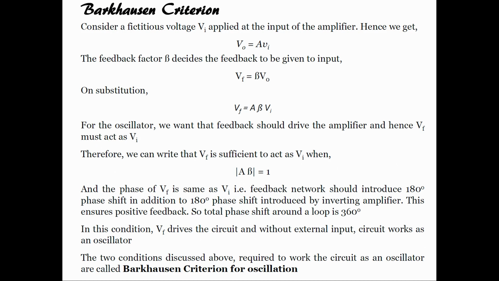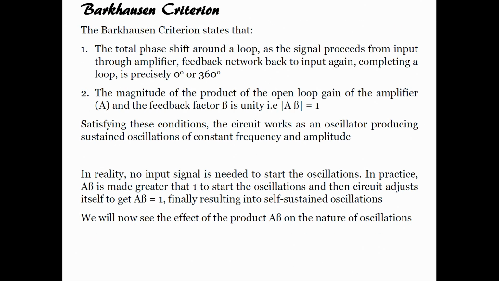Another point that we discuss is that the magnitude of A beta should be equal to or greater than 1, because initially, when you want to start the oscillator, the magnitude of A beta should be greater than 1, and then you can make it equal to 1. All right. So, this is a very important criterion you have to understand, and you have to design a circuit that can follow this criterion, otherwise the oscillations would not happen. So, what are these states? We have already discussed. First is that the total phase shift around the loop, as the signal proceeds from input through the amplifier and feedback network back to the input, completing a loop, is precisely 0 or 360 degrees.